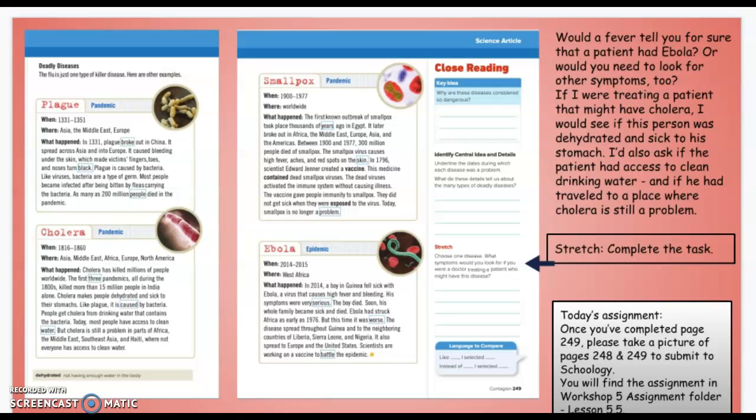Now the last thing you're going to do is the stretch section. And so you will choose one disease. What symptoms would you look for if you were a doctor treating a patient who might have this disease? So what I'd like you to do is write the disease on the line, and then what symptoms would you be looking for if you were the doctor? All right, and that is all we're going to do for these 2 pages.